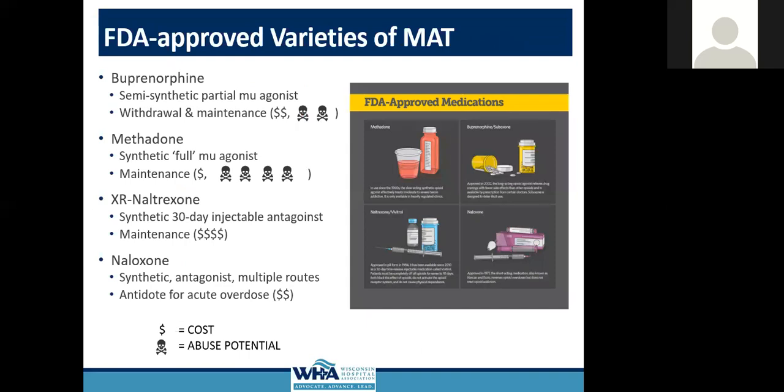Now, this slide lays out the FDA-approved forms of MAT, that's medication-assisted treatment, including their cost and abuse potential. So each of these medications may be the most useful choice depending on your patient's individual circumstances.